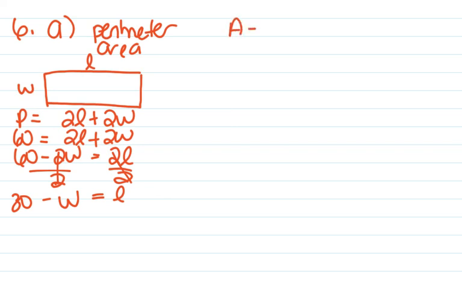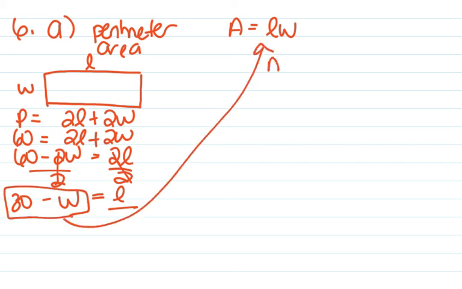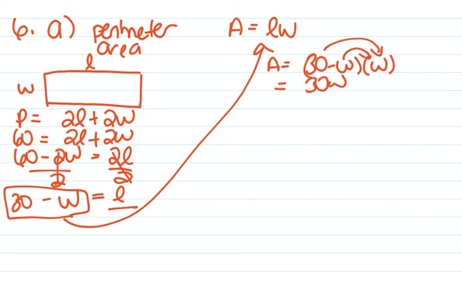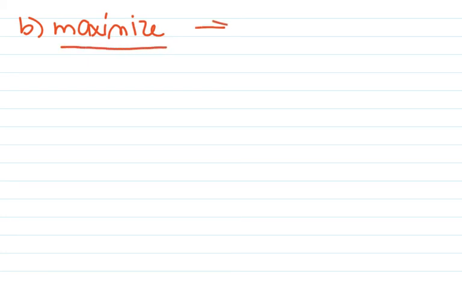Now, the area of a rectangle is length times width. So since the length equals 30 minus W, we're going to plug that in for L. So we have area equals 30 minus W times W, which equals 30W minus W squared. And that is our expression for area. Now letter B says, how should the gardener lay out the curbstones to maximize the total enclosed area? As soon as you see the word maximize, you need to think vertex.